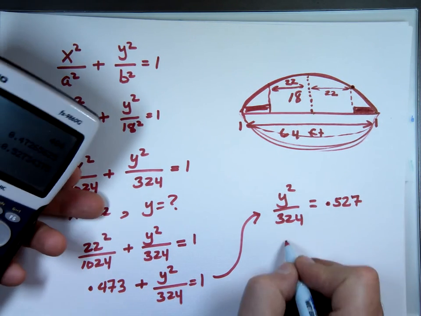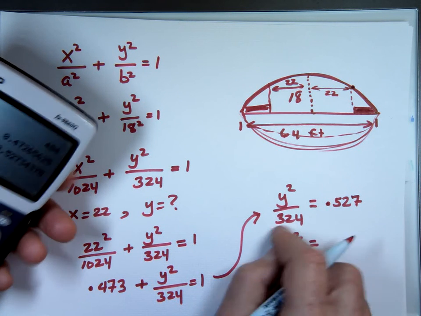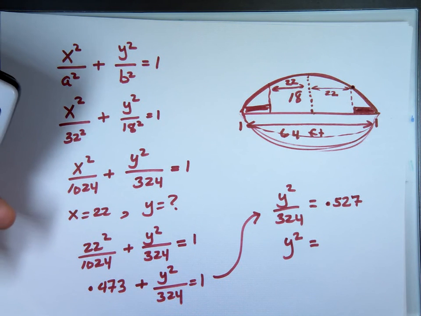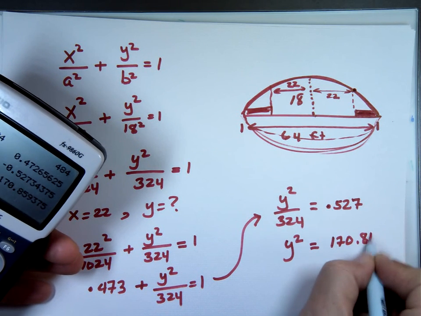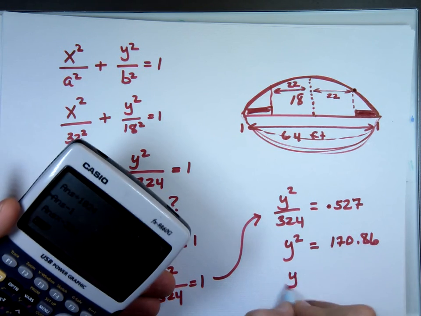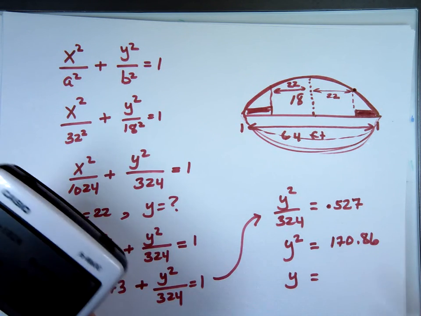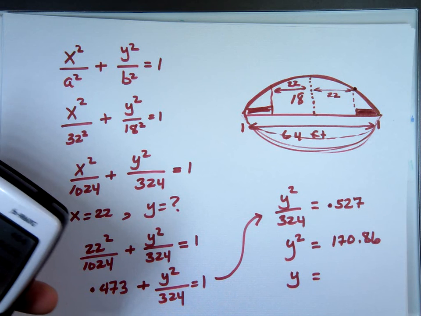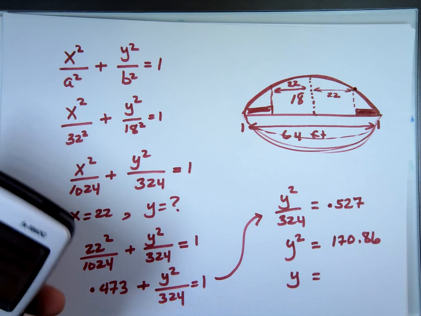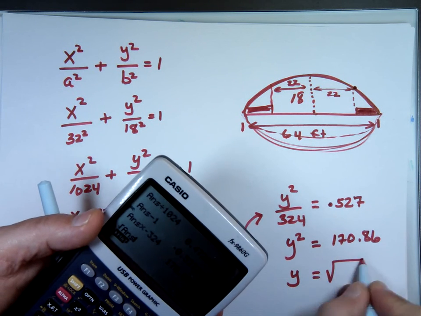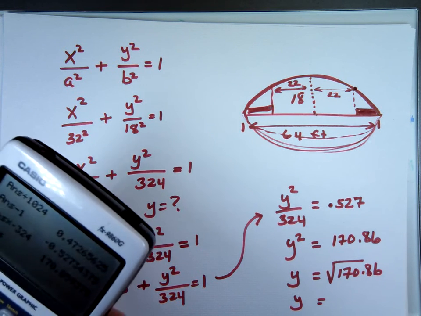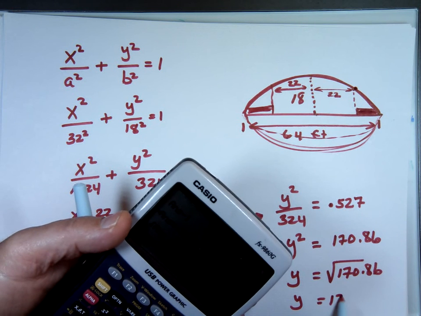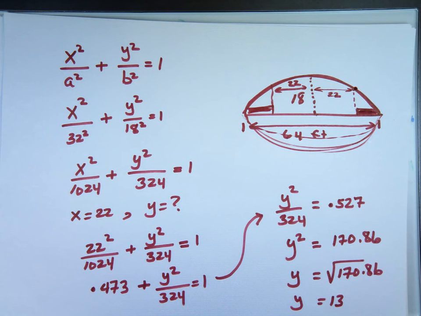y squared, we're going to multiply by 324 to get rid of the fraction, is 170.86. Now obviously this is plus. The minus means under the ground. We're looking at the plus side of it here. What is the square root of 170.86? 13. We show it's a plus number. So the maximum height here is 13 feet.